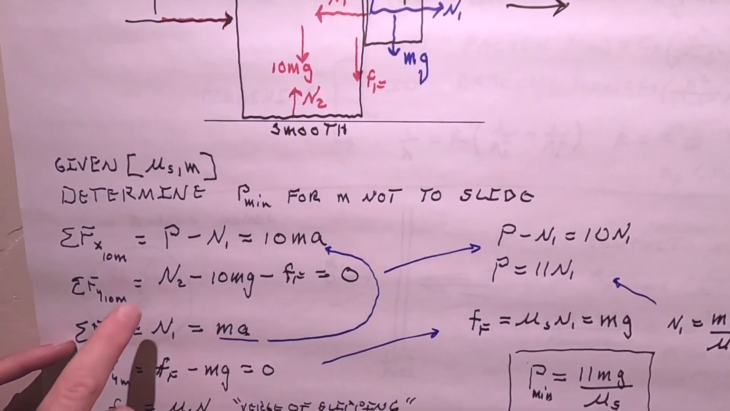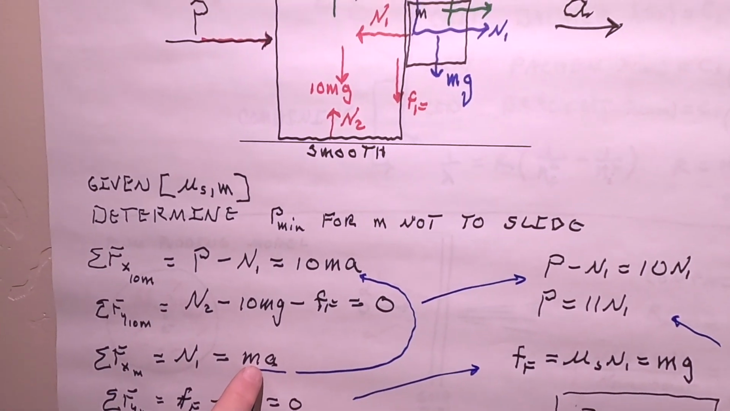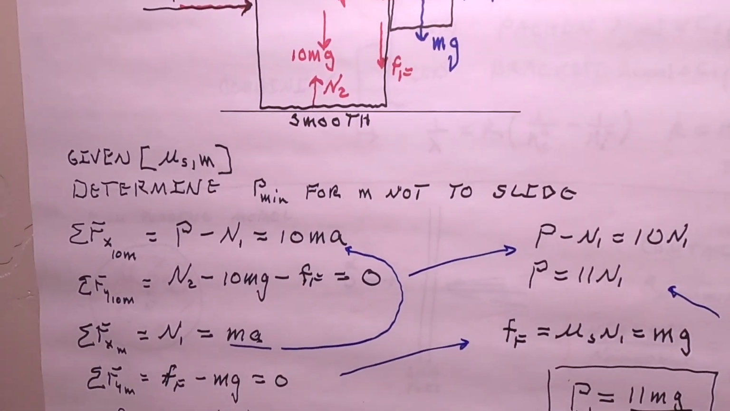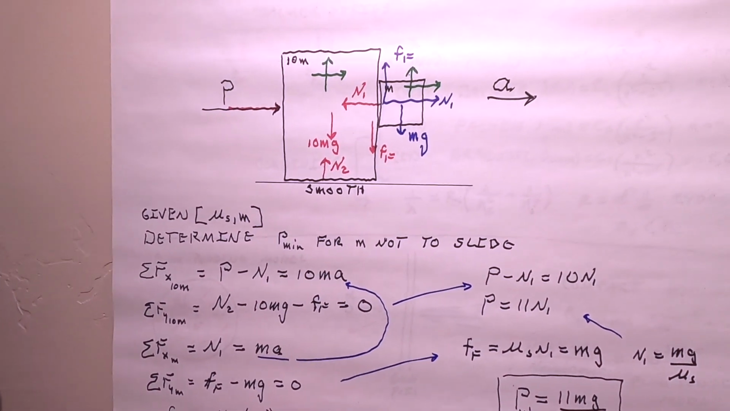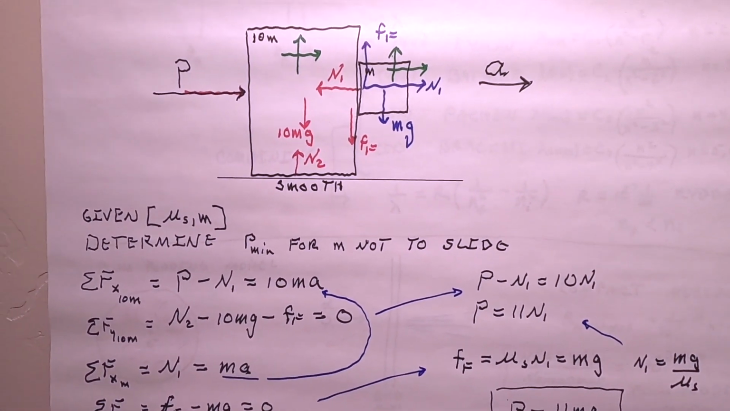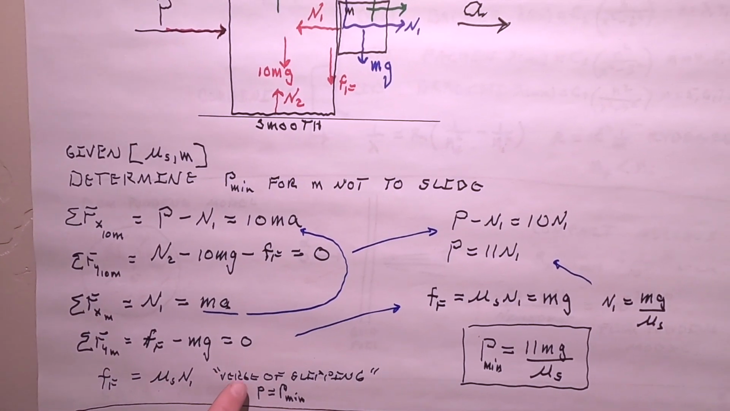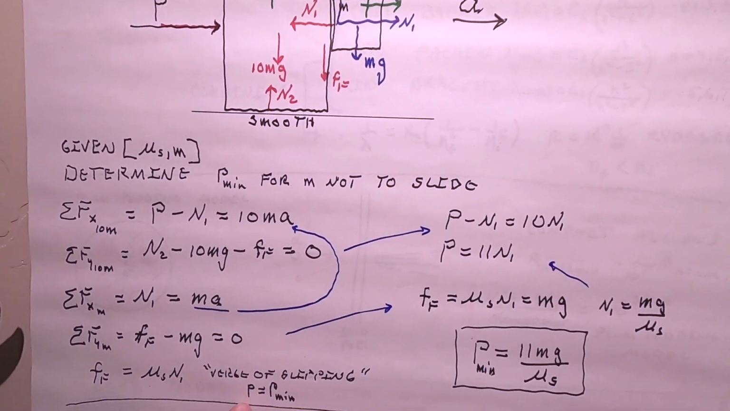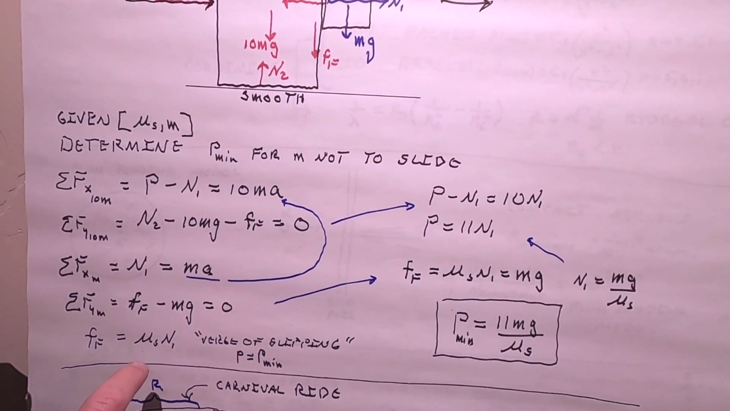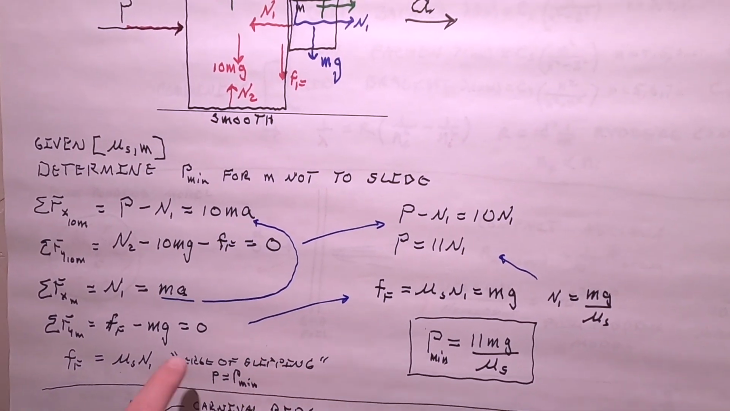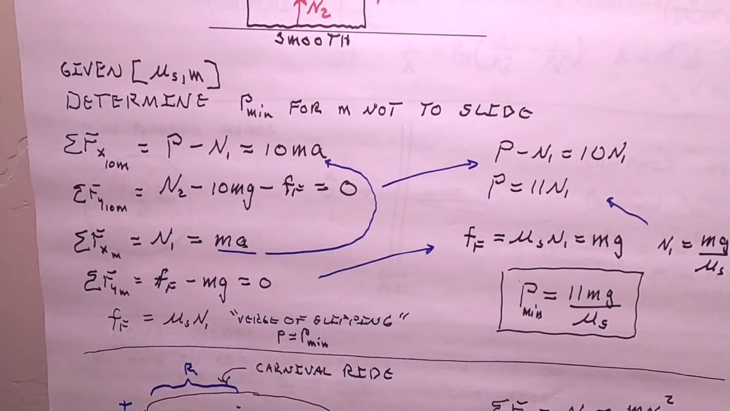The smaller block, sum of the forces in the x direction, we just have the N1, and that just equals ma. Again, the same a as that one. And the forces in the y, frictional force up minus mg down equals 0. This is static friction right here, and we're on the verge of slipping. Why? Because we said P is a minimum. If P is a minimum, then if I go any less, it would slip. So I must be on the verge of slipping. So when you're on the verge of slipping, it's not less than or equal to, it's equal to mu s N.